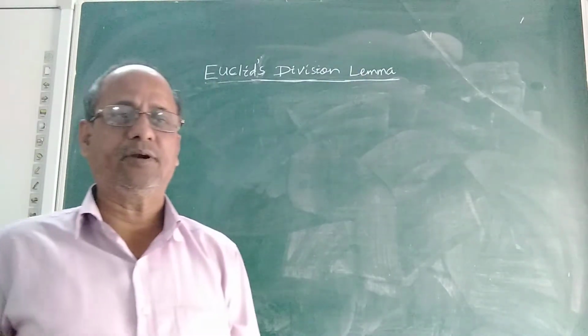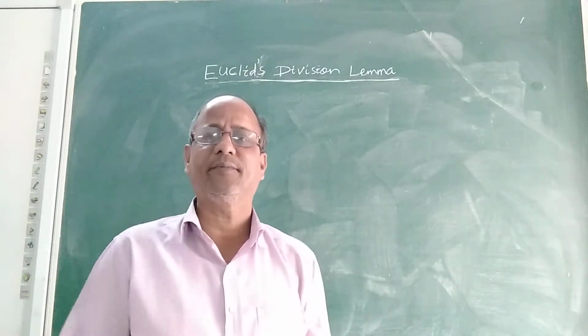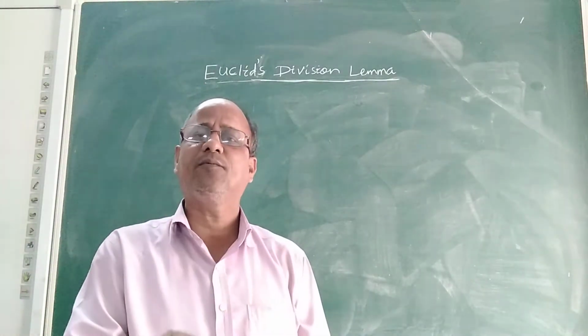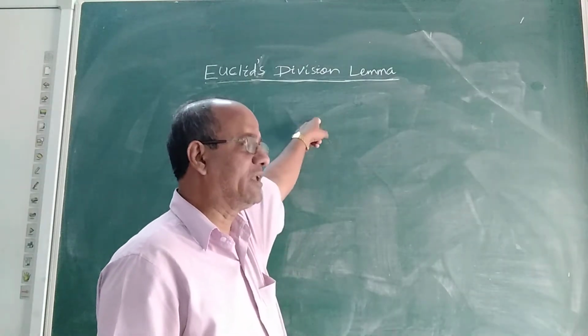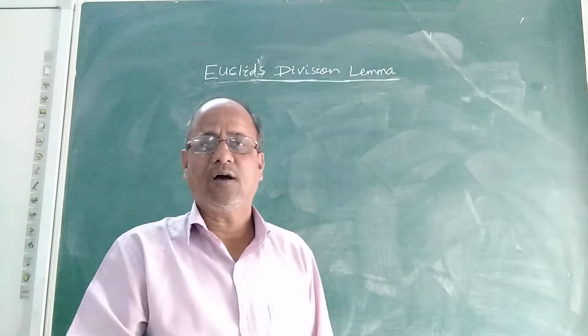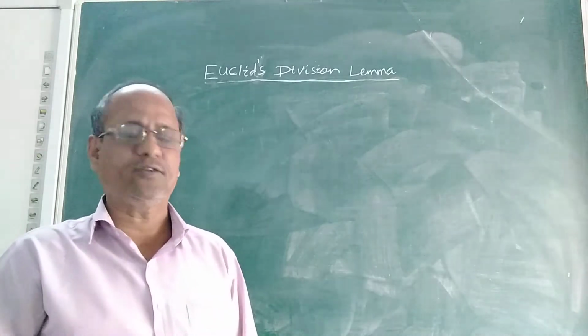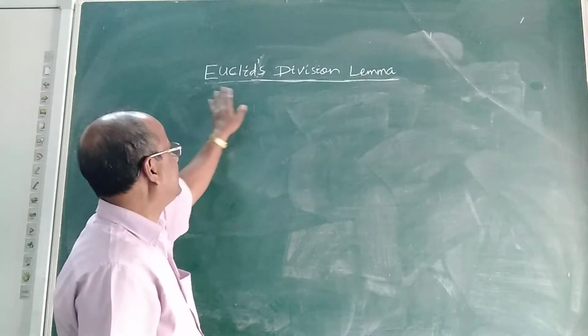It is a proven statement. What is a proven statement? A proven statement means it is already proved. It needs no proof, and we will use this statement or lemma to prove other statements of mathematics, particularly in geometry. Okay, so what is Euclid's division lemma?